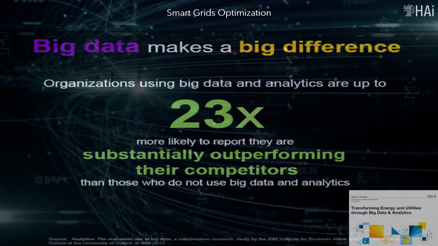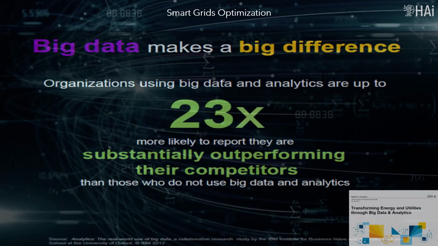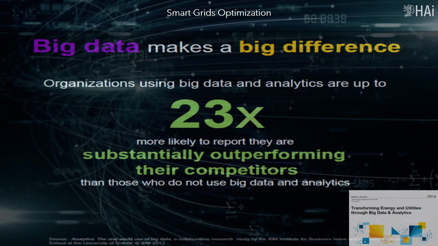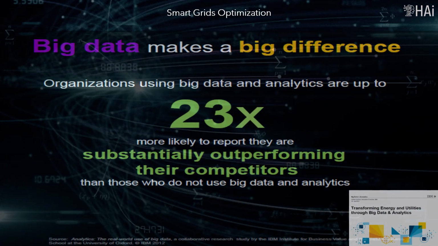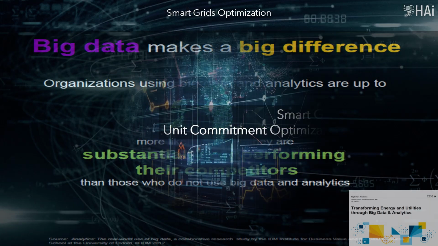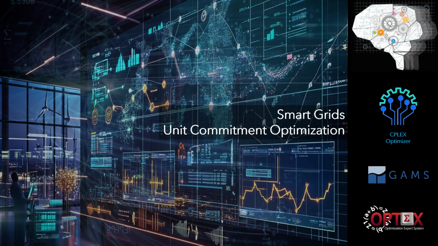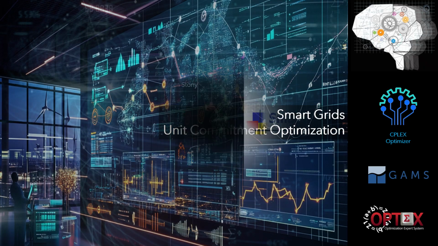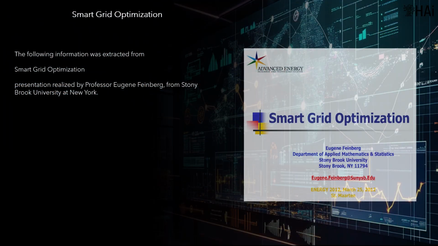In 2014, IBM estimated that companies in the energy and utilities sector, which used big data and analytics, reported 23 times higher productivity than those that did not. Smart Grids, Unit Commitment Optimization. The following information was extracted from the Smart Grid Optimization presentation realized by Professor Eugene Feinberg, from Stony Brook University in New York.